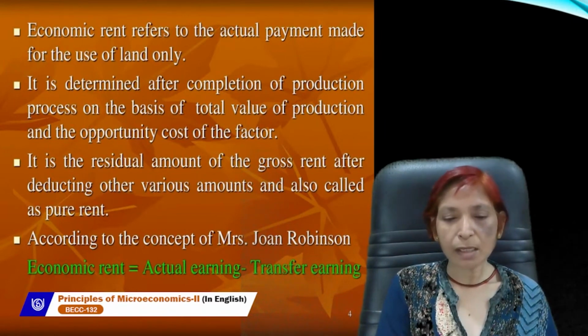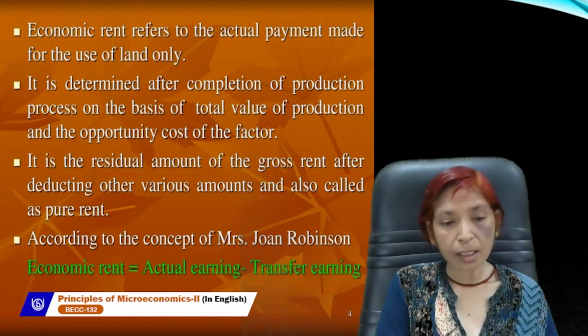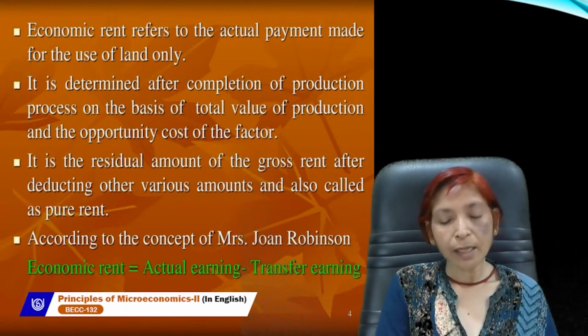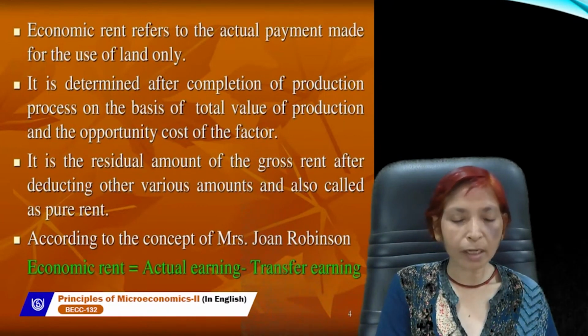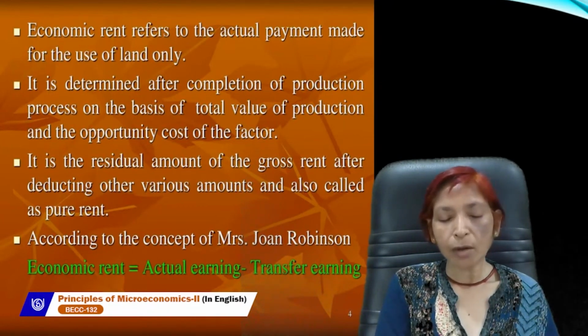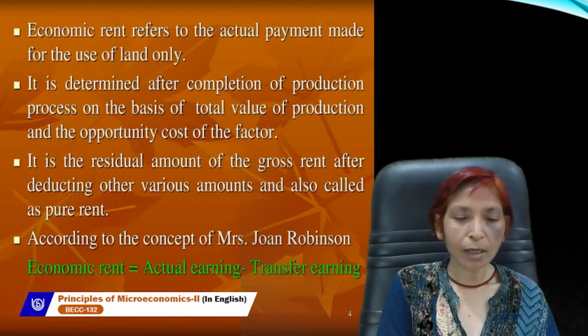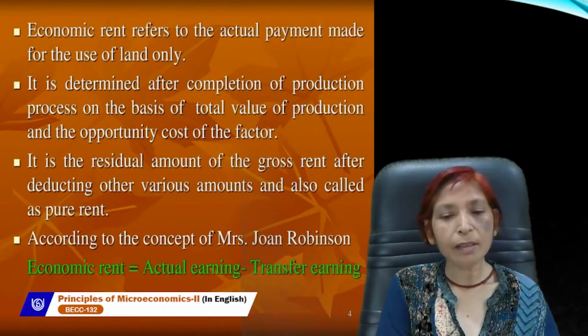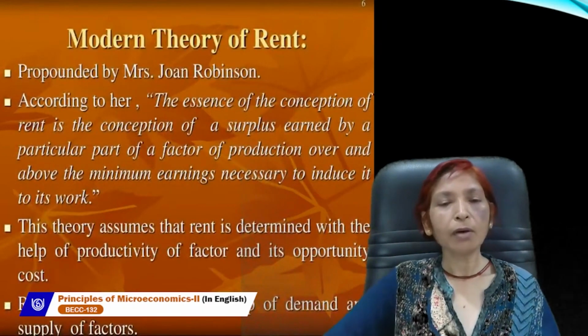If actual earning is equal to transfer earning, then no economic rent will arise. If actual earning is less, or actual earning is zero, then only transfer earning will exist and no economic rent will arise. So economic rent can be calculated by using this formula: actual earning minus transfer earning. Next is the modern theory of rent.